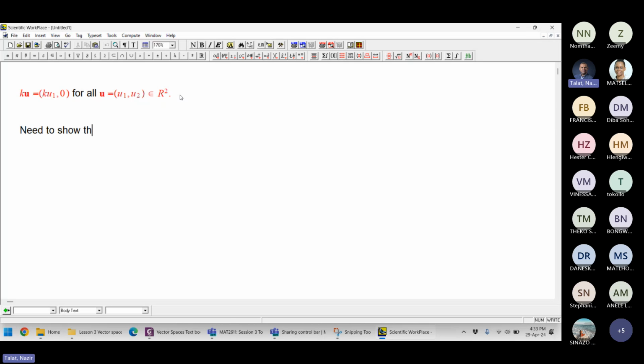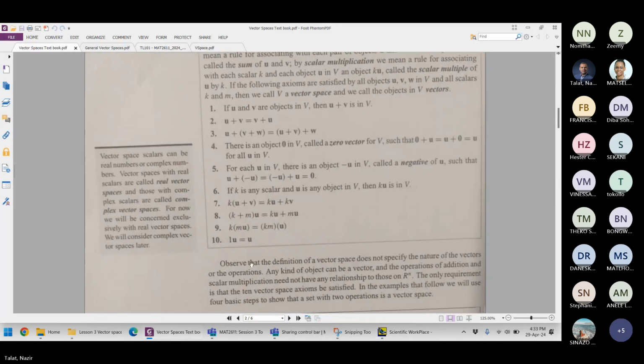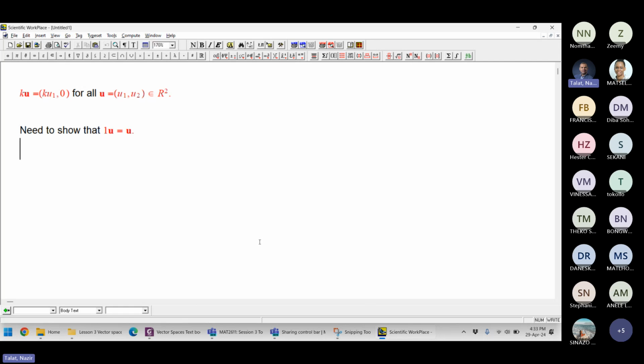And we need to show that 1 times u is equal to u. Am I right? Because you know what axiom number 10 is? Axiom number 10 is always 1 times u is equal to u. Now, if this does not hold, then it means it's not a vector space. It must hold for all values in the set of real numbers.